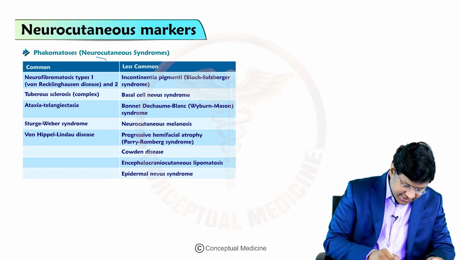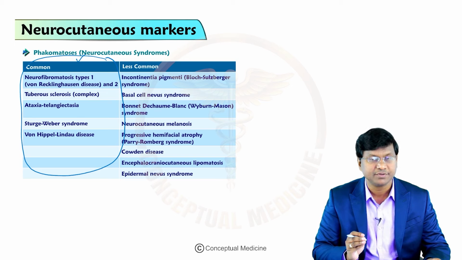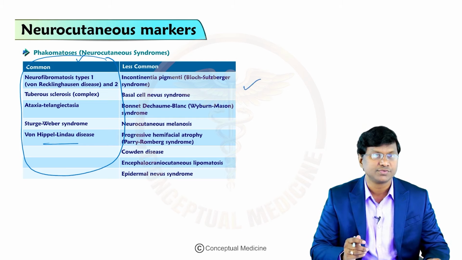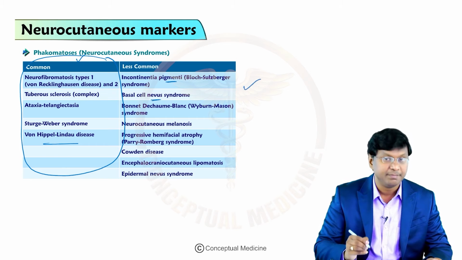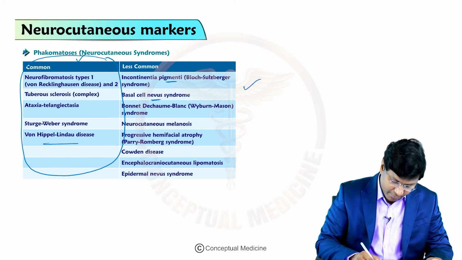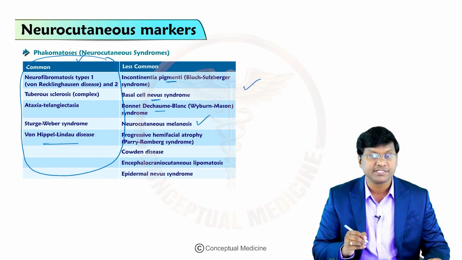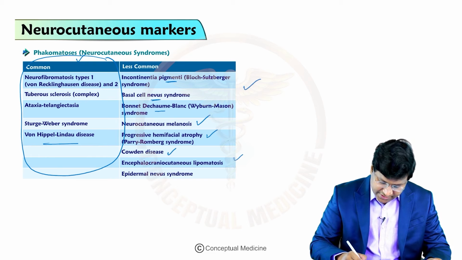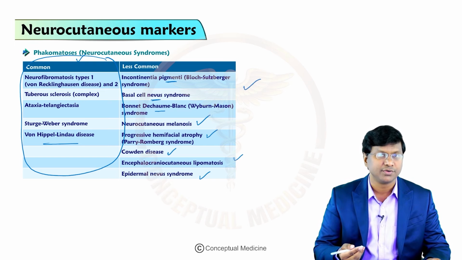Now, these are the common neurocutaneous syndromes. What are those examples? Neurofibromatosis type 1 and type 2, tuberous sclerosis, ataxia telangiectasia, Sturge-Weber syndrome, followed by von Hippel-Lindau syndrome. The less common neurocutaneous syndromes are incontinentia pigmenti, basal cell nevus syndrome, Bonnet-Dechaume-Blanc syndrome, neurocutaneous melanosis, progressive hemifacial atrophy, Cowden disease, encephalocraniocutaneous lipomatosis, as well as epidermal nevus syndrome.